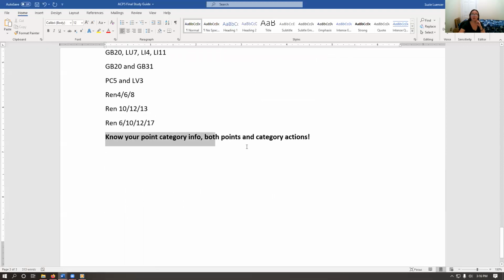And then the last section here, know your point category info, both points and category actions. So you should be able to tell me what the cleft point of the stomach channel is, and also what cleft points do for all of your point categories. I did not write all of that out because I feel like y'all should just know this stuff by now, but brush up on it a little bit. Students very often let that information go to the back of their brain. I will be testing. There are a couple of questions having to do with point categories. So that is about it.